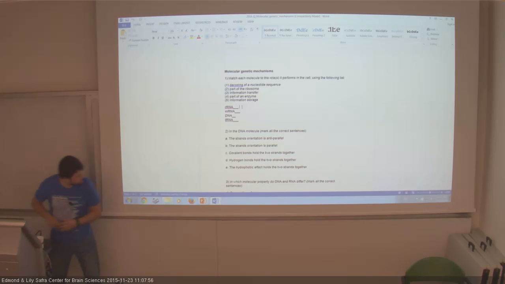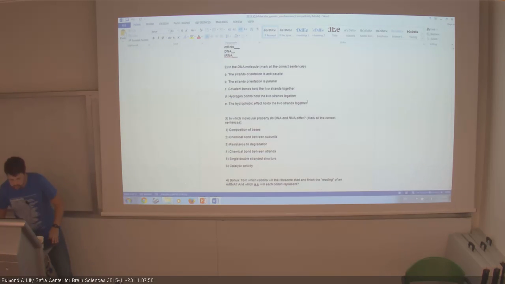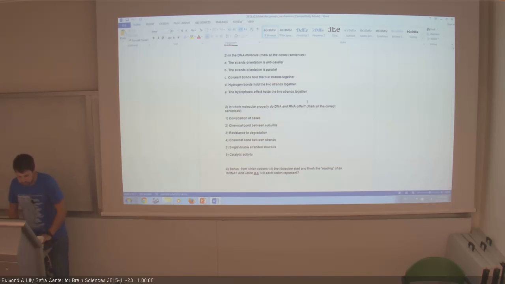So next question. Daniel, in which molecular property do DNA and RNA differ from one another? So the composition of bases, this is one of them. Is the chemical bond between the subunits different?